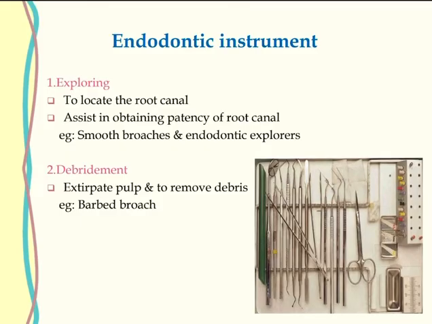Now, what are the various endodontic instruments you use for a primary tooth? Basically, you have to make a good access opening. After doing the access opening, you can locate the root canal using explorers. Endodontic explorers are very useful in locating the root canals and orifices, as well as smooth broaches. After locating it, you extirpate the pulp tissue and remove the debris. To extirpate the pulp tissue, the most commonly used instrument is the barb broach.